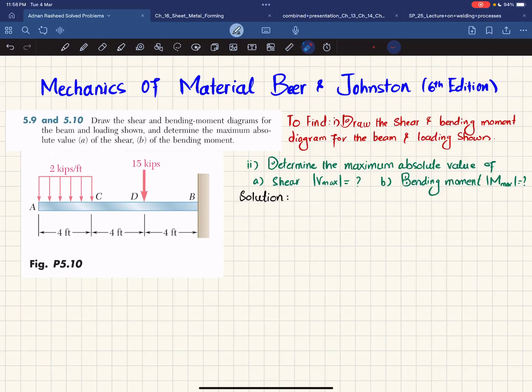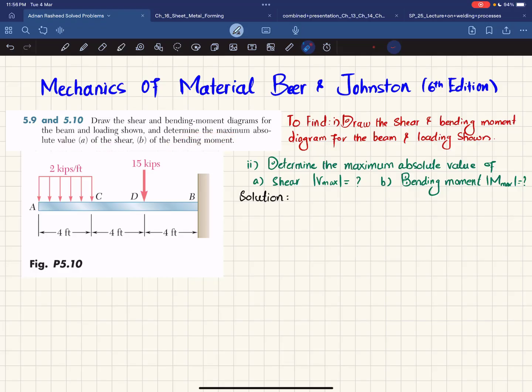In this video, we are going to solve problem 5.10 from chapter 5, Analysis and Design of Beam, in the book Mechanics of Materials by Beer and Johnston, 6th edition. The statement is: draw the shear and bending moment diagram for the beam and loading shown and determine the maximum absolute value of shear and bending moment.